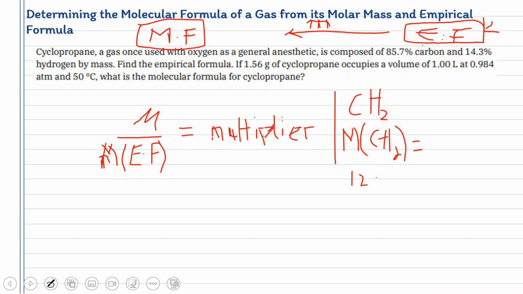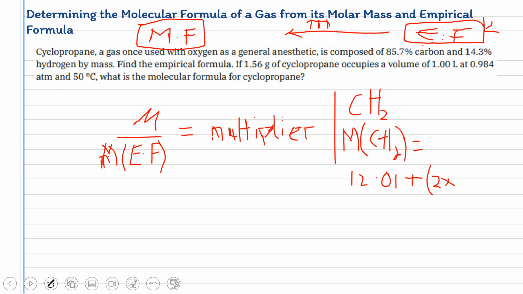It's 12 point something. Let's go to the periodic table. What's the atomic mass for carbon? Anybody want to help us? It's 12.01. Okay, so carbon plus we have 2 of hydrogen. So let's say 2 times, who remembers the atomic mass for hydrogen?